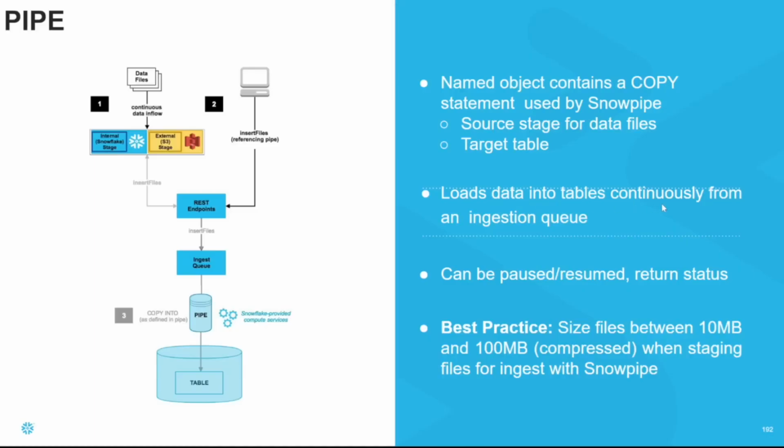It loads the data into the table continuously from an ingestion queue. Whenever you create a pipe, it automatically creates an ingestion queue for you, and you have to use that ingestion queue to automatically send the notification from your external storage, which in terms of AWS is going to be S3, or it could be a blob storage. From there, you will get a continuous notification to your ingest queue whenever you upload a new file, or whenever the process uploads a new file into that particular location, and the pipe will continuously monitor this ingestion queue, and from there automatically run the copy command and load the data into your table.